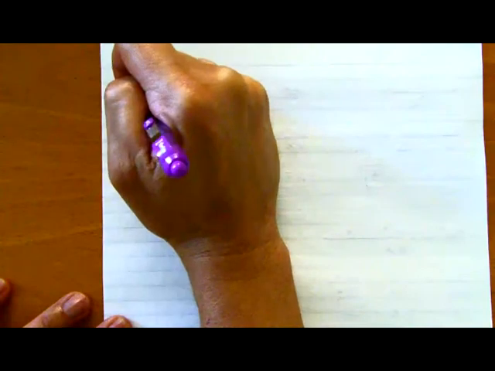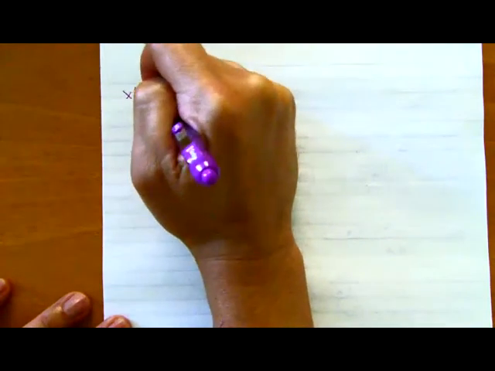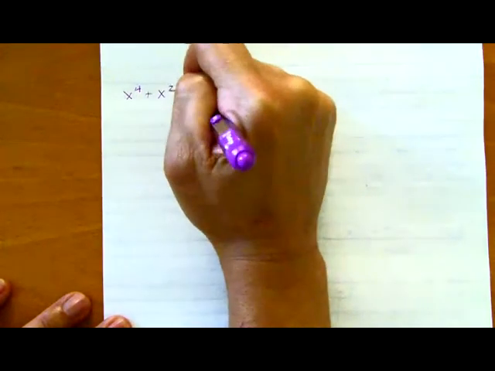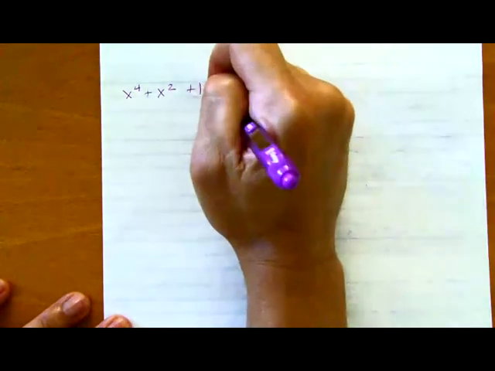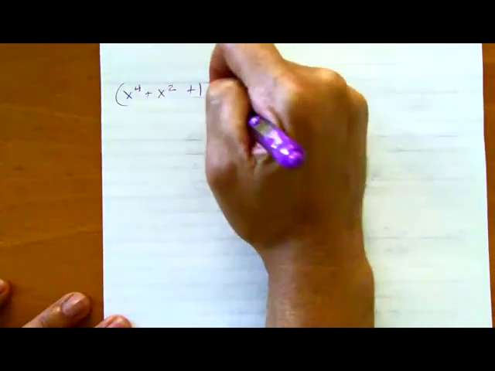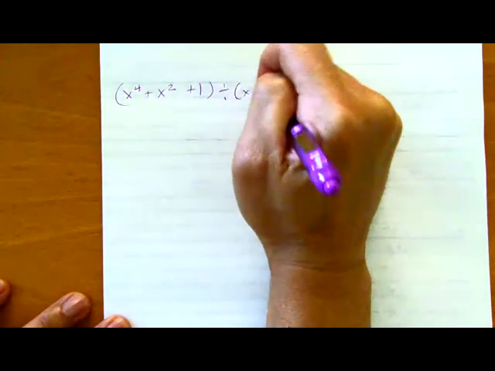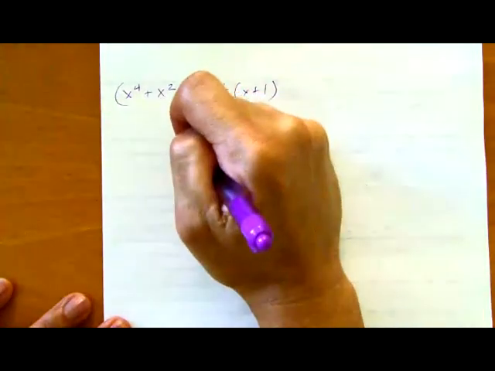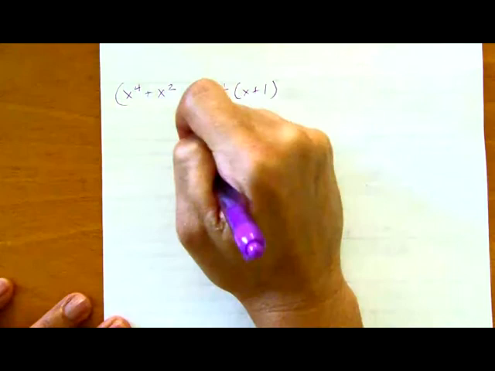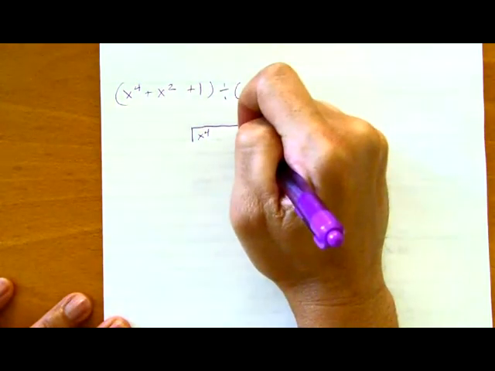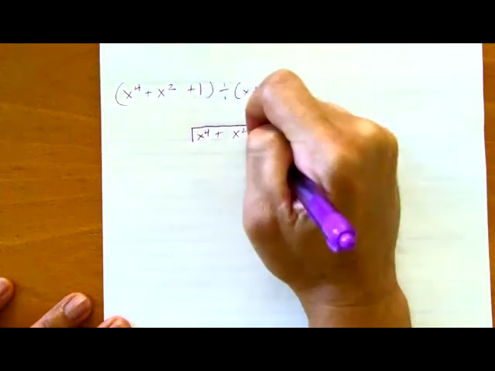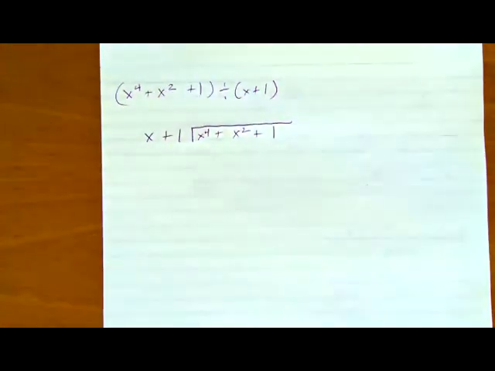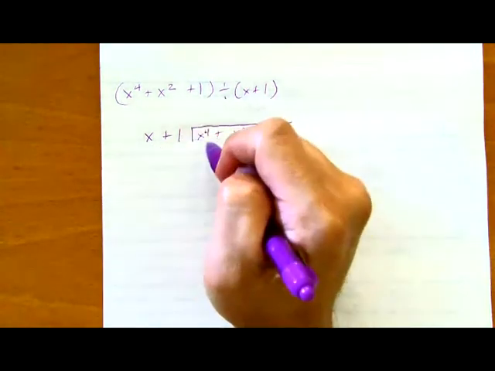x to the 4th plus x to the 2nd plus 1 divided by x plus 1. Okay. x to the 4th plus x to the 2nd plus 1 divided by x plus 1. Okay. Something times x will give me x to the 4th.